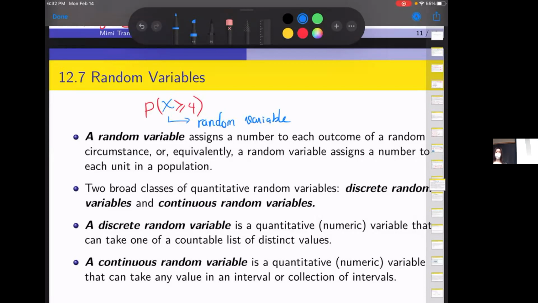So in this case, I assign the random variable to be greater than or equal to 4. That is a quantitative random variable. I'm not going to hold you accountable for remembering what a random variable is. Don't worry about it, as long as you know what x is. It can wear many hats, depending on the context. There are two classes of random variables, discrete and continuous. You already learned the continuous random variable.